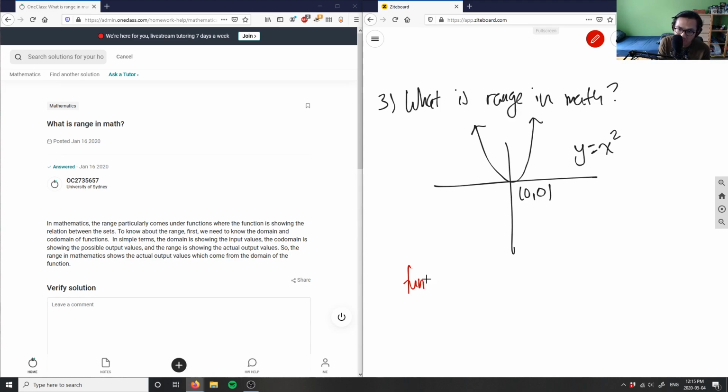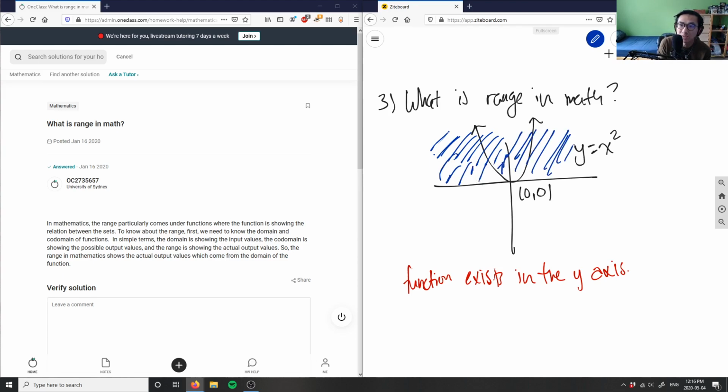So the function exists in the y-axis here. Or where does my function exist, right? As you can see here, I'll do some blue. My function exists only when it's above 0 here, right? My function exists here and here as well. But as you can see, my function does not exist in this region. The vertex of my parabola here is 0, 0. So therefore, my function does not exist when it's below 0.